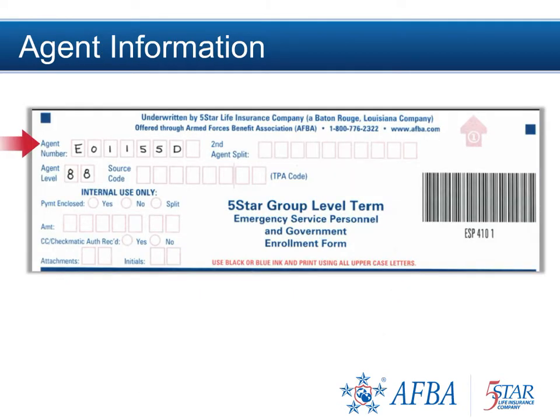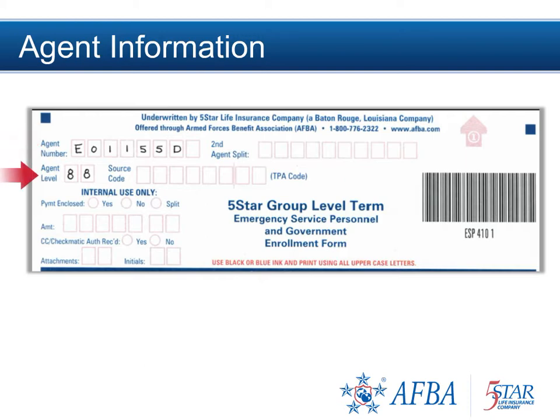Fill in your agent number in the upper left-hand box. If you are splitting commission with a second agent, the writing agent number goes first, and that is the agent who must sign the form. The commission splits are even at 50% for each agent.